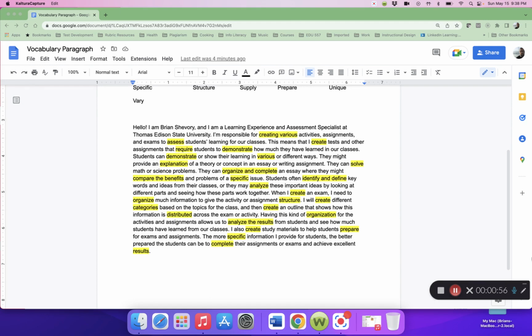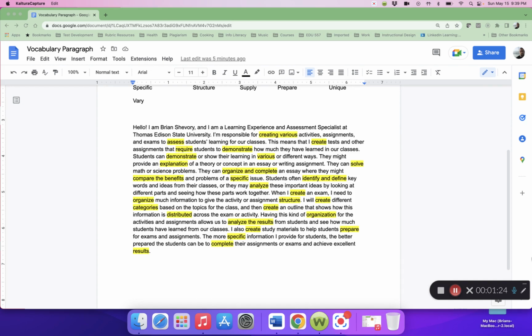When I create an exam, I need to organize much information to give the activity or assignment structure. I will create different categories based on the topics for the class, and then create an outline that shows how this information is distributed across the exam or activity. Having this kind of organization for the activities and assignments allows us to analyze the results from the students and see how much the students have learned from our classes.